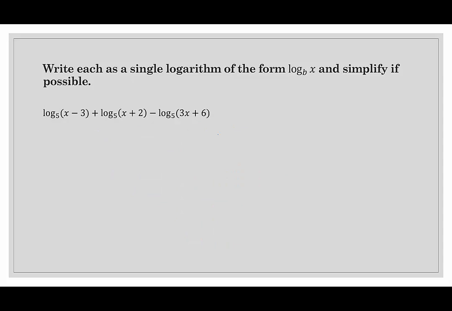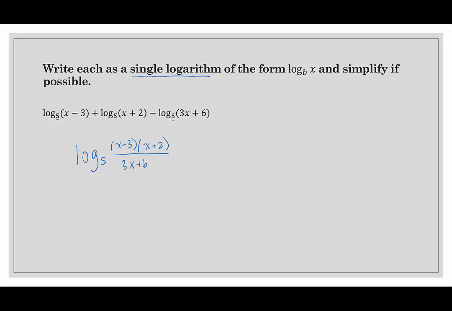And let's look at our last example. We want to write as a single logarithm of the form log base b of x and simplify if possible. If we're going to be able to write as a single logarithm, the bases have to match. We have 5, 5, and 5, so we're good to go. I don't see any coefficients this time, so we're ready to just combine as one single logarithm. This is log base 5. In the numerator, we have x minus 3 as one factor. Where else do we see up there? That's going to be in the numerator, the argument of x plus 2. And I see that subtraction indicating we will have a denominator of 3x plus 6.